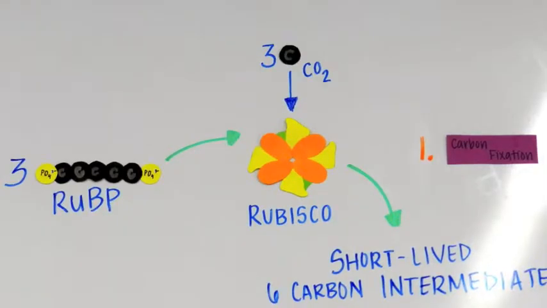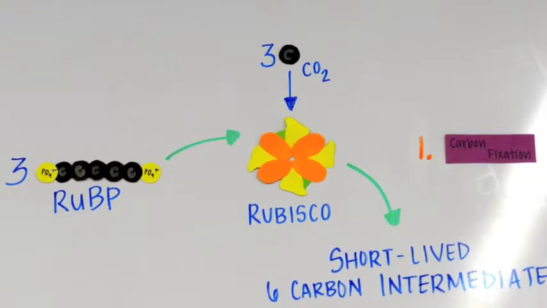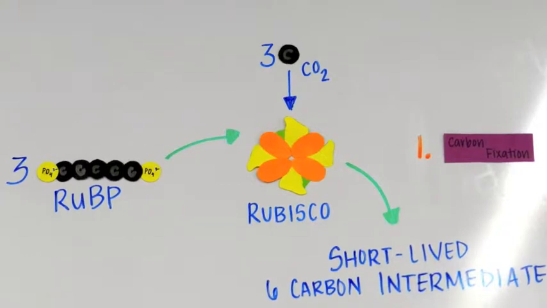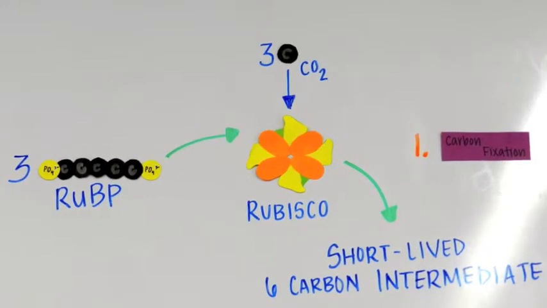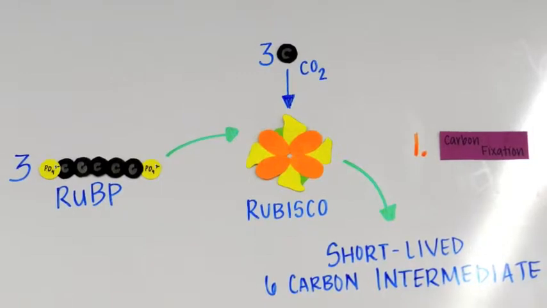The first phase is called carbon fixation. It got its name because this is where the carbon, entering the cycle as carbon dioxide, is fixed or attached to a molecule named RuBP. Three carbon dioxide molecules enter the cycle one at a time, where an enzyme called rubisco attaches each carbon atom to a 5-carbon molecule called ribulose bisphosphate, or RuBP.